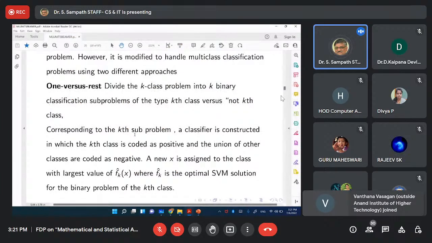Corresponding to this, you divide the K class problem into K binary class subproblems of the type Kth class versus not the Kth class. Now, corresponding to the Kth subproblem, you construct a classifier, like what we have done in the case of support vector machines. Understood? Now, you calculate your value of fk hat of x. So you have to calculate for every such value.